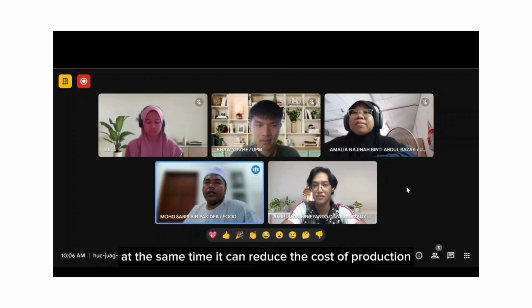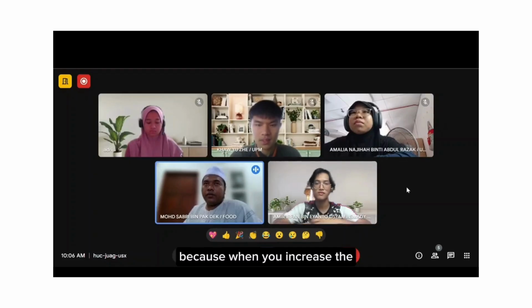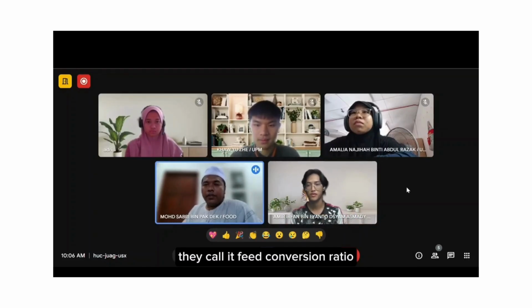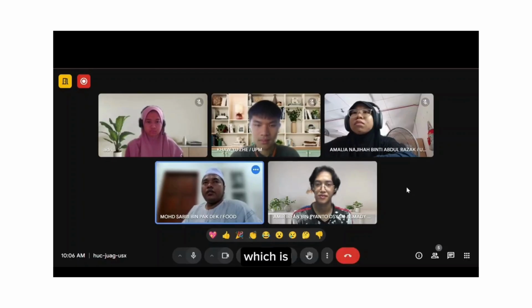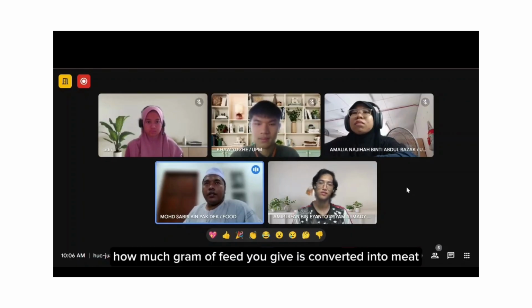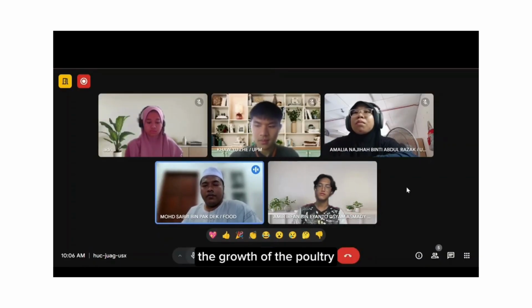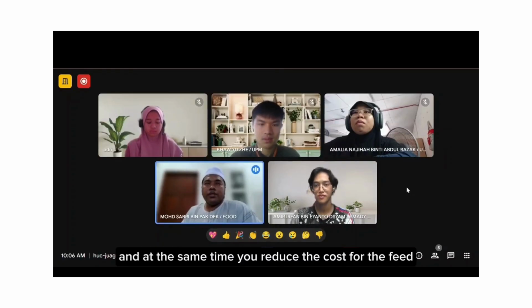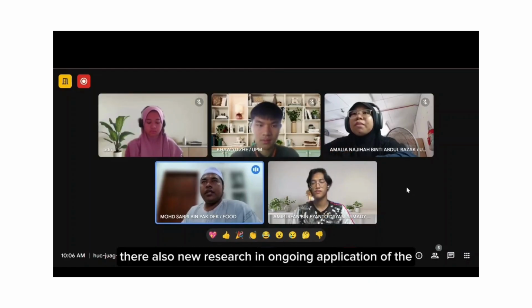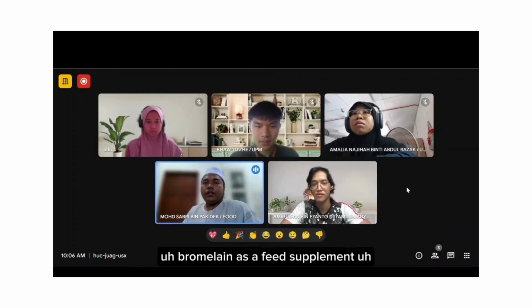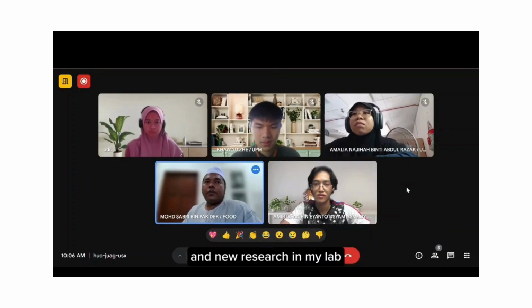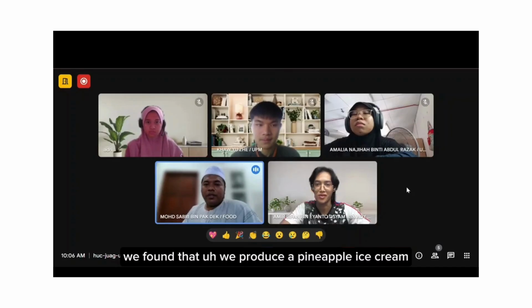At the same time, it can reduce the cost of production because you increase the feed conversion ratio, which is how many grams of feed you give is converted into meat. So that will increase the growth of the poultry animal, and at the same time you reduce the cost for the feed. So there is also new research ongoing on the application of bromelain as a feed supplement.